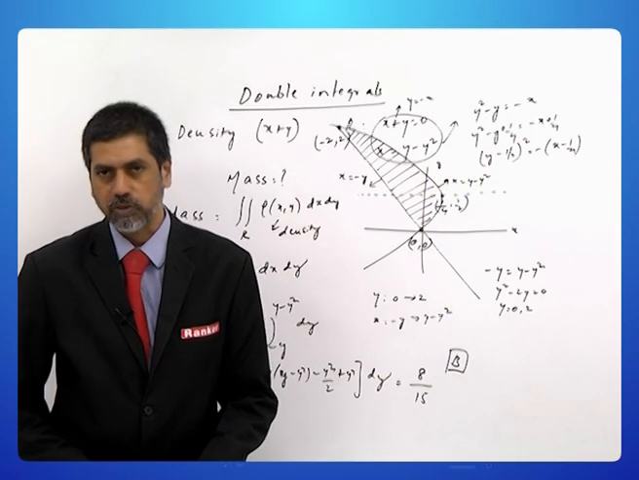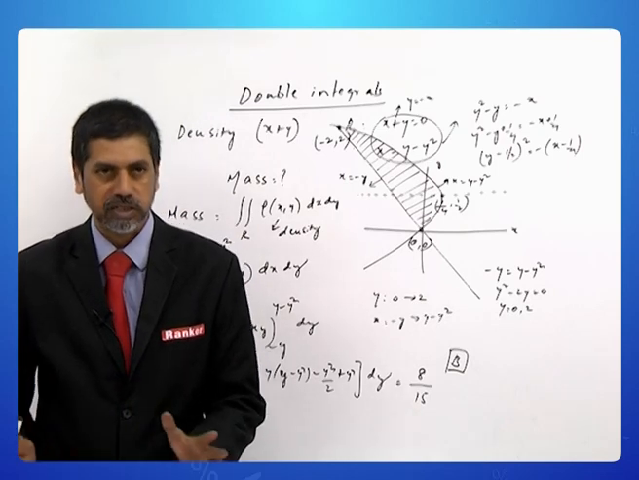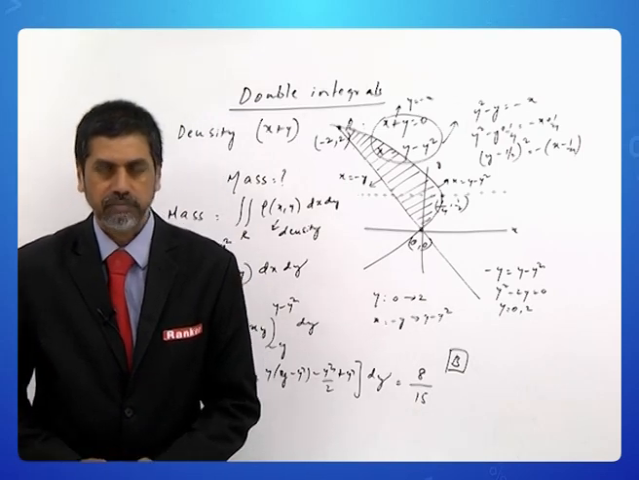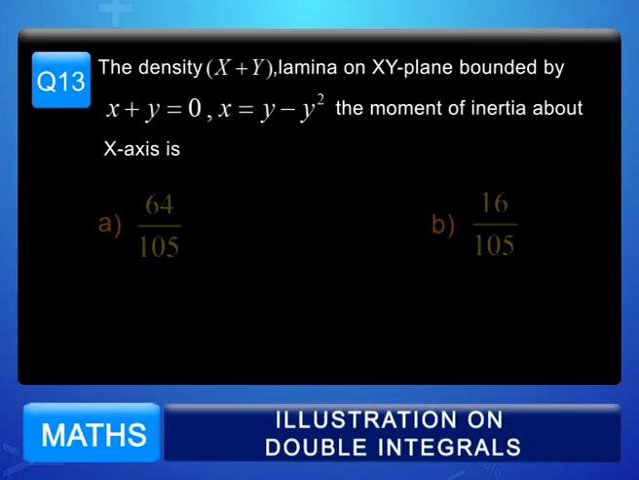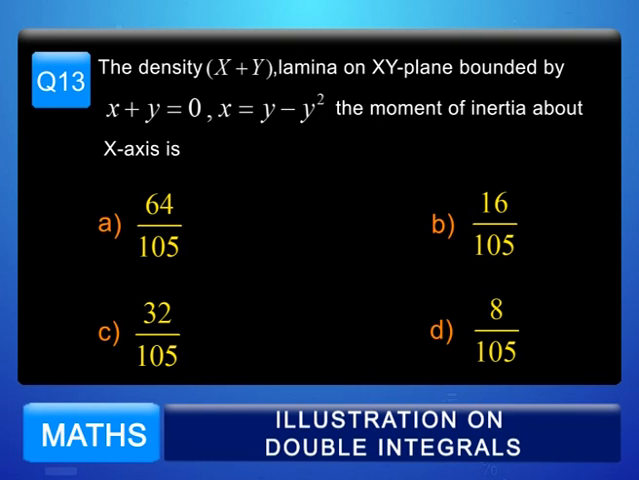So just remember your formulas. Density is double integral of mass with respect to area. Question number 13. The density function is x plus y. Lamina on the xy plane bounded by x plus y is equal to 0, x is equal to y minus y squared. We have to compute the moment of inertia about the x-axis.